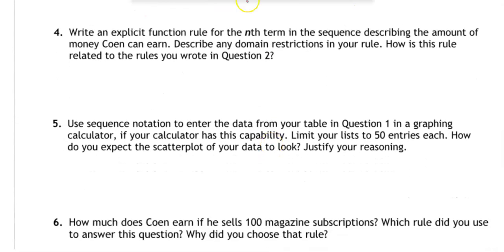Now, write an explicit function rule with the nth term in the sequence describing the amount of money Cohen can earn. Describe any domain restrictions on your rule, and how is this rule related to the rules that you wrote in question 2? So if I go ahead and look at that, let's make sure that I'm clear here. Explicit function rule.